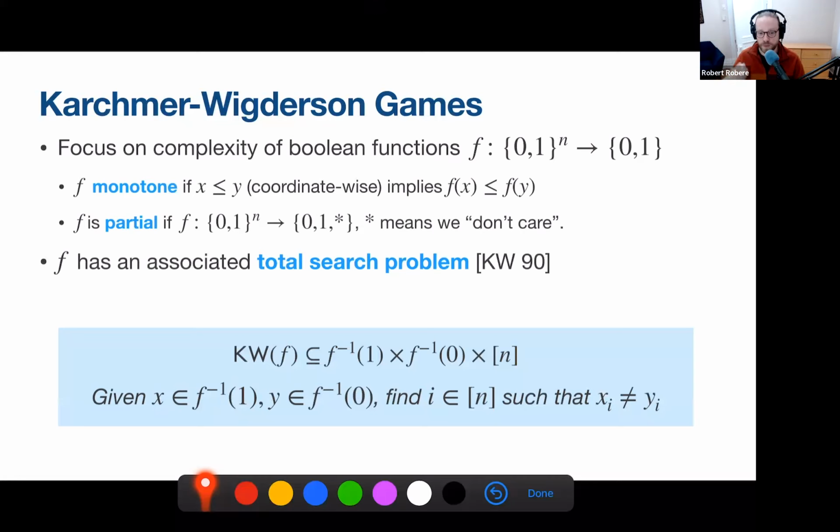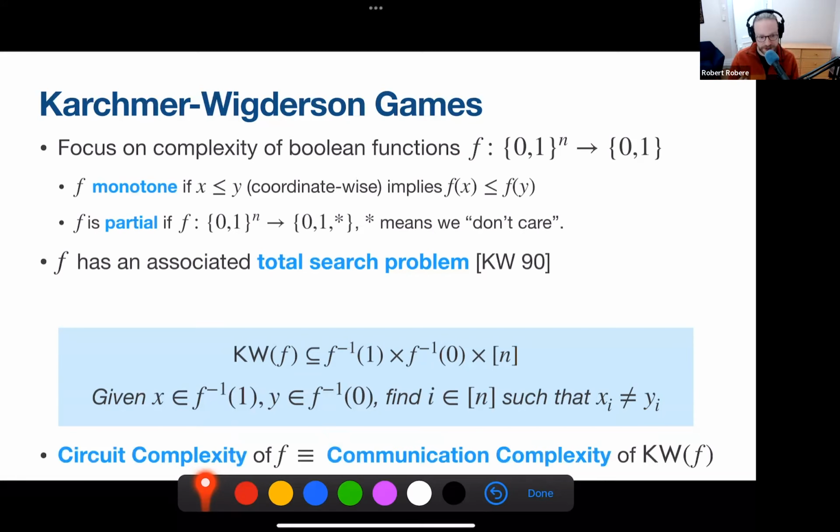which captures the complexity of f in the same way that the clause search problem captures the proof complexity of unsatisfiable CNFs. The Karchmer-Wigderson game is defined as follows. It's a two-person game. Given x, which is a 1 of f, and y, which is a 0 of f, we want to find some coordinate i such that xi is different from yi. The moral of this game is that the circuit complexity of f is the same as the communication complexity of the Karchmer-Wigderson game of f.